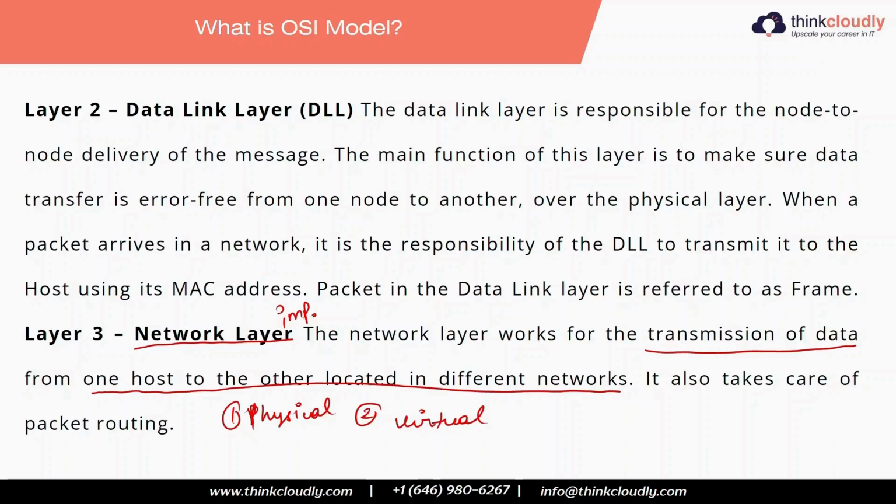Now, if I have an organization with 5,000 employees and they want to connect to the internet, we have some public IP that's been configured at the firewall or at the router, and that public IP will be sending the traffic out to the internet, and that's happening on the network layer. That's why the devices used at the network layer are routers and firewalls.